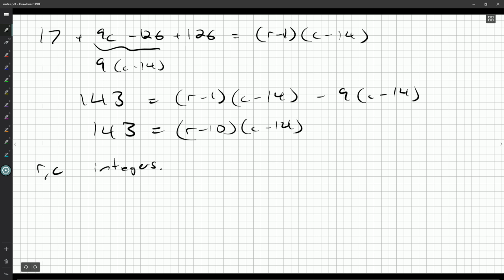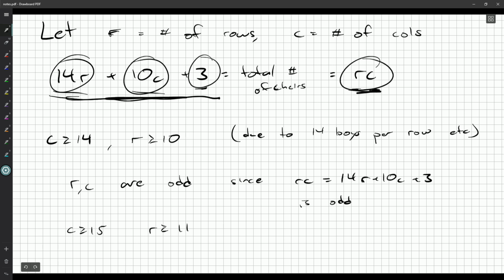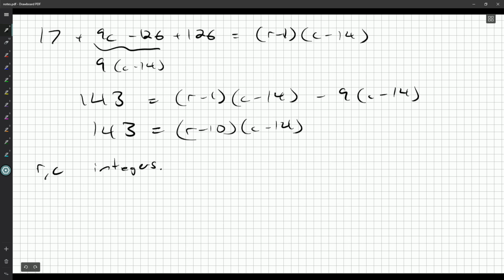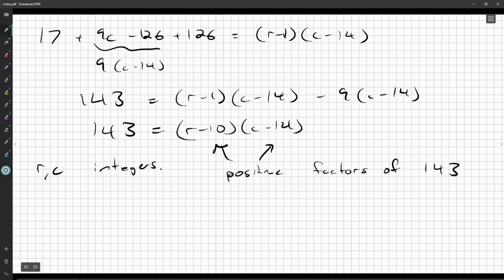Okay? And we already know that r has to be greater than 10, c has to be greater than 14. So these terms here will be positive factors of 143, and there aren't that many factors of 143. So we get some options, r minus 10 and c minus 14. We could either have one of them be 1 and the other one be 143.